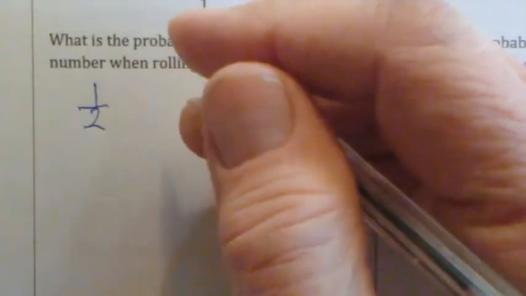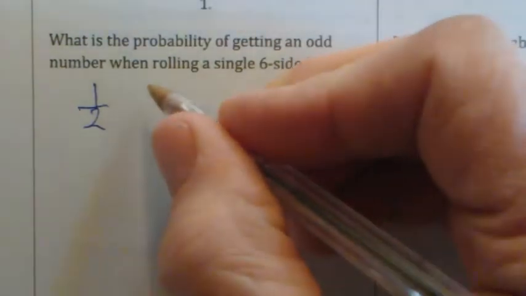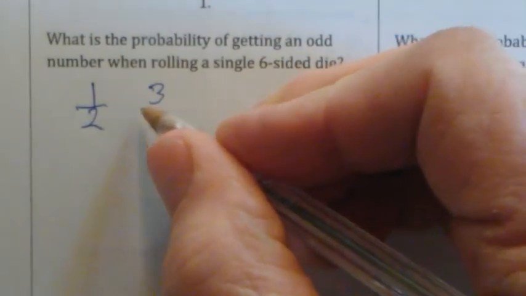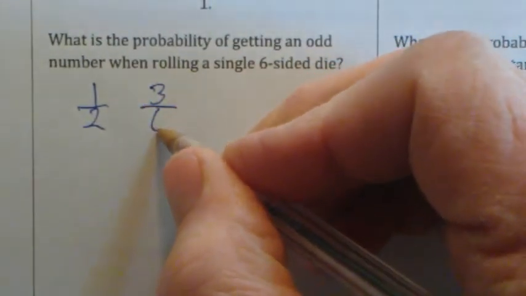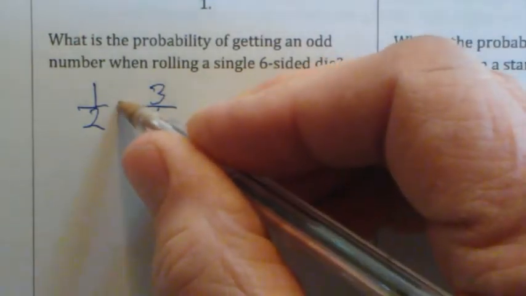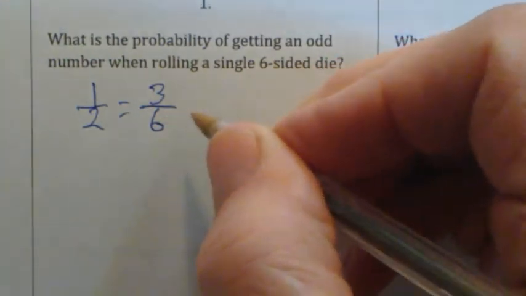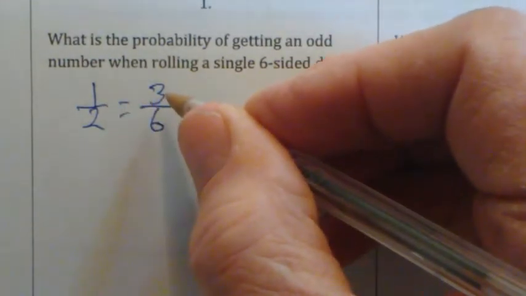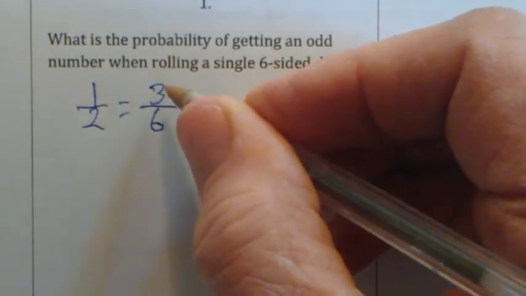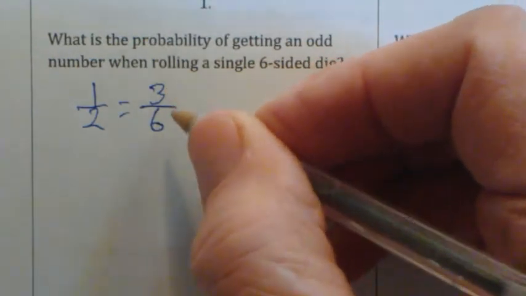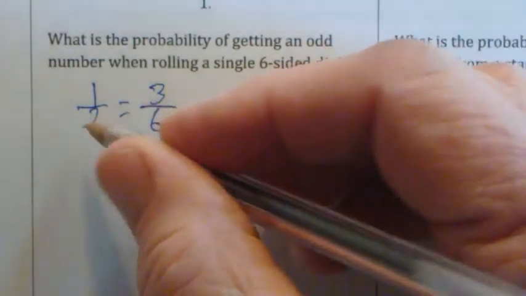Or you might have said there's 3 odds, 1, 3, and 5, and there's 6 numbers altogether, 3/6. But 3/6 is equal to 1/2. You would just divide the top and the bottom both by 3. You can convert fractions by multiplying or dividing the numerator and the denominator by the same number. 3/6 is equal to 1/2.